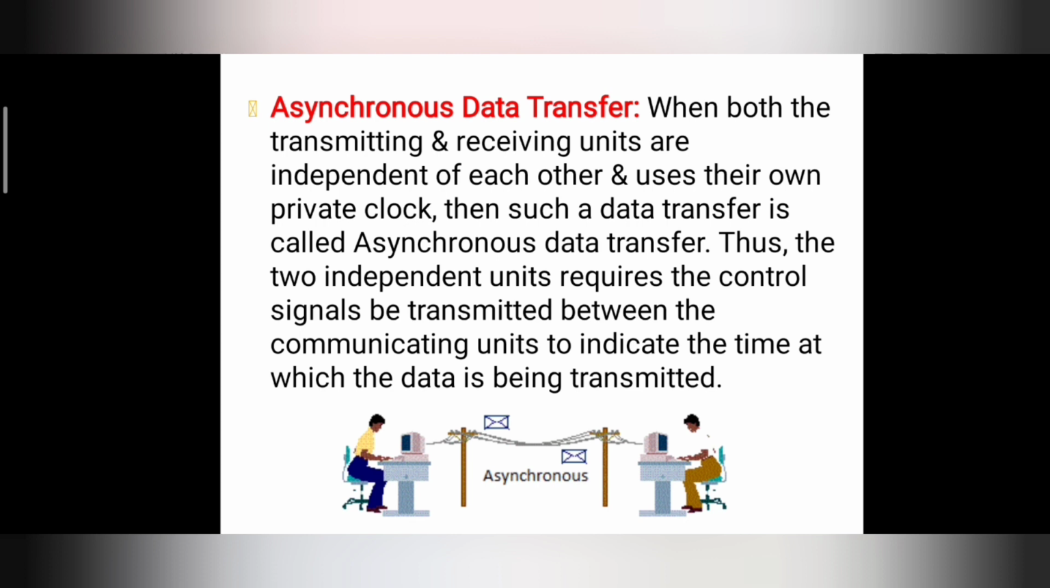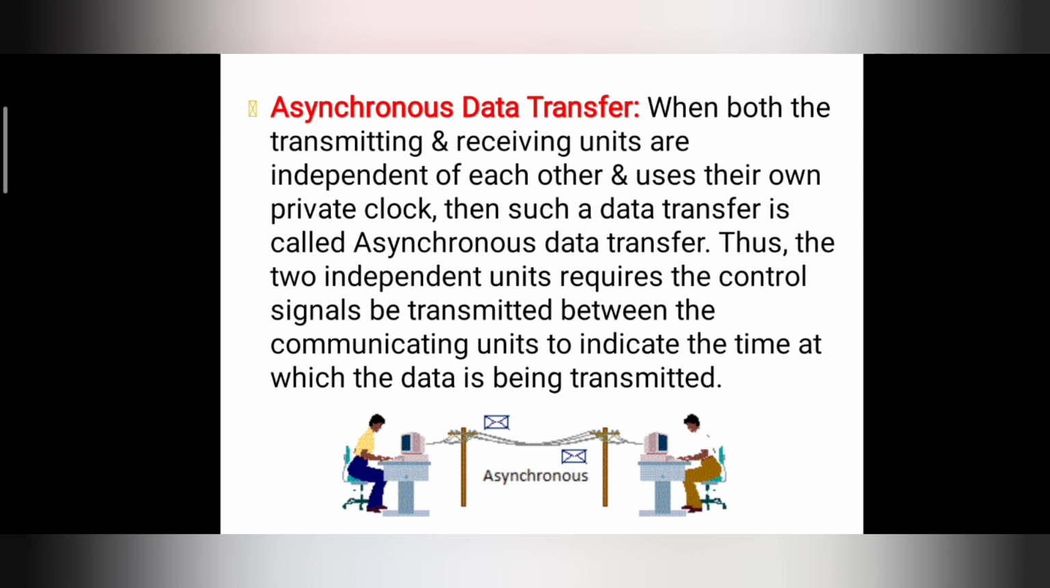Now, how is it different from the previous one? Here in this case, when both the transmitting as well as receiving units are independent of each other, such that each unit has its own private clock, then such kind of data transfer is usually termed as asynchronous data transfer. We can also say that these two independent units require control signals to be transmitted between them to indicate the time at which the data is being transmitted.